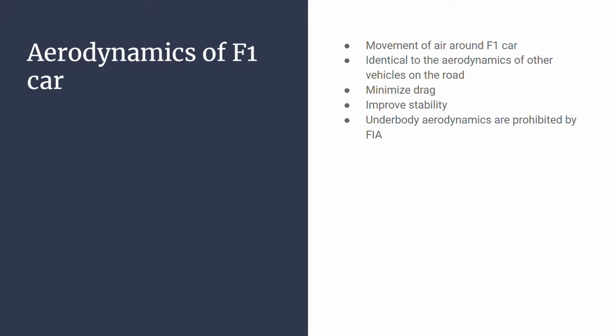Aerodynamics in F1 cars is similar to that of the aerodynamics in vehicles on the road, which is to minimize drag and to improve stability. The FIA prohibits underbody aerodynamics, so the modifications that can be made to maximize the aerodynamic efficiency of the F1 car are by changing the front and rear wing cross sections. The F1's overall performance is dependent on the front and rear wings, but we are only focusing on the rear wing for this design.